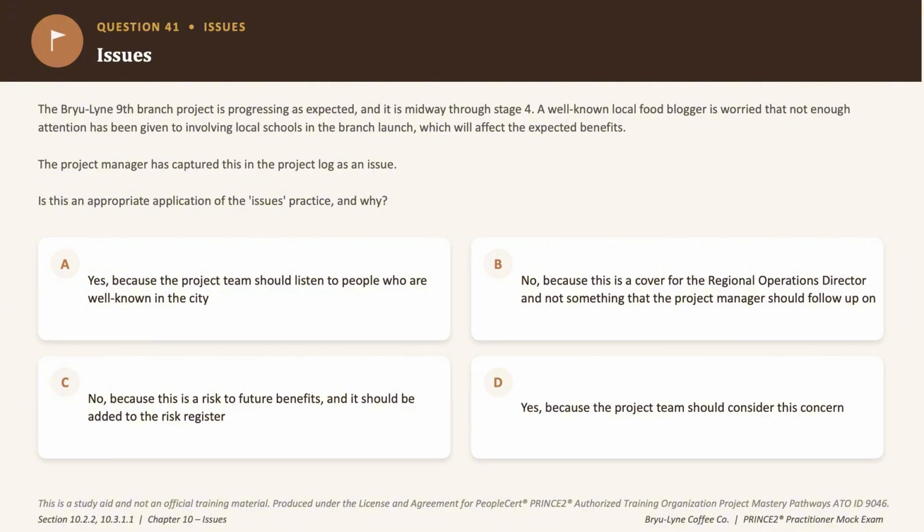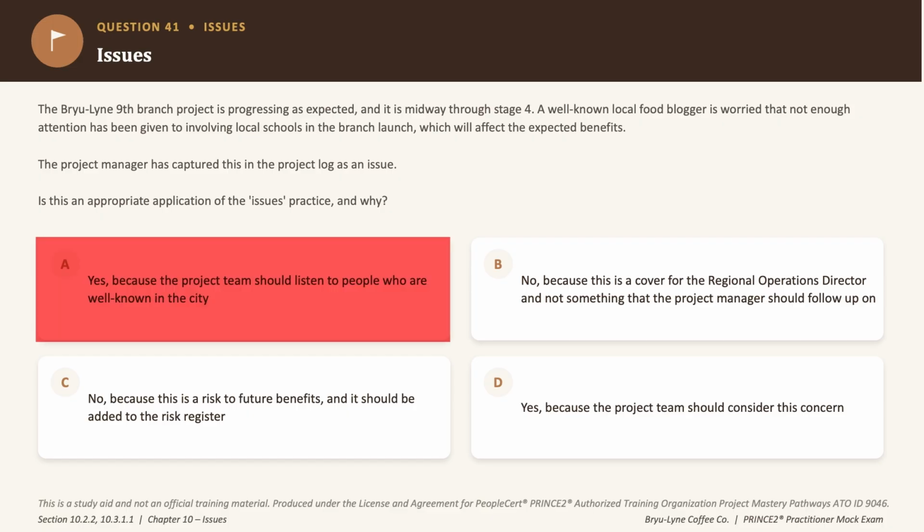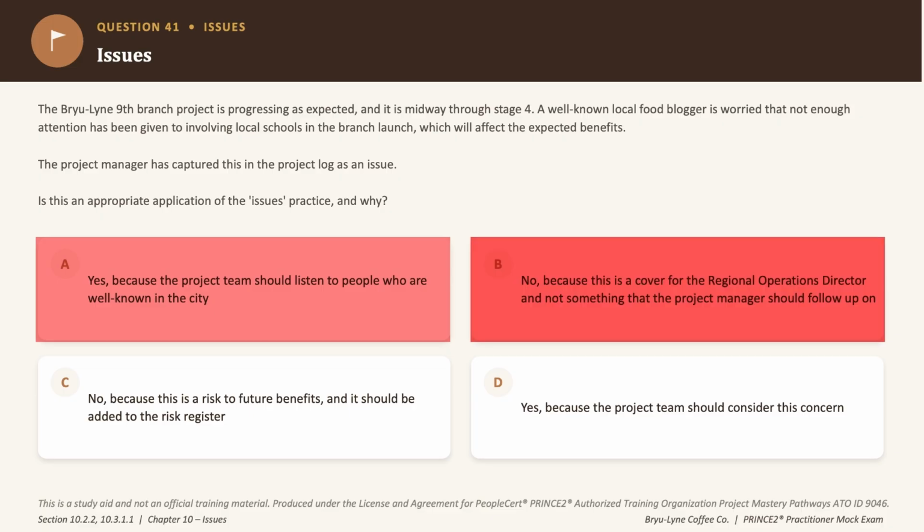Now, option A justifies a yes purely because the person is well known in the city. Okay, now that is very funny and that is a very, very wrong kind of reasoning, because fame isn't what makes something a valid issue. So, an incorrect answer choice. Option B dismisses it as a cover for the regional operations director, which is pure speculation with nothing in the scenario or in the question stem to support it. So, an incorrect answer choice.